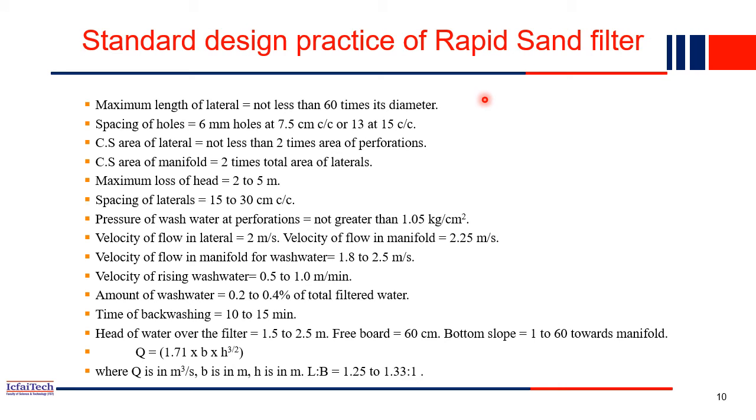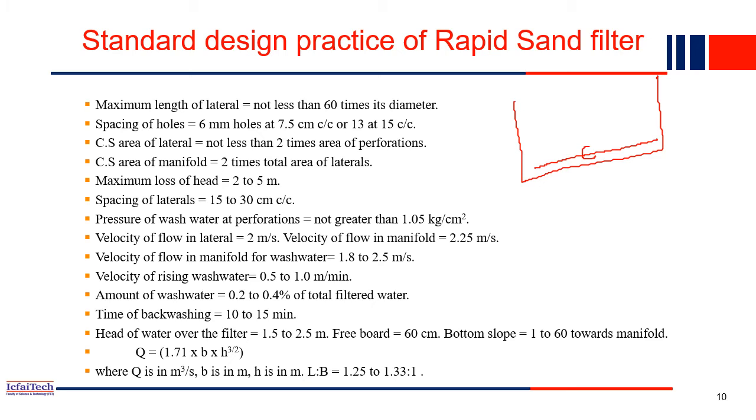If you see the second slide, I have shown the isometric view of the rapid sand filter. Here you have seen the design parameters you have to design. The first one is the maximum length of the lateral. Which one is the lateral? Let me draw it here quickly. This is a tank, and at the bottom you have these pipes, right?